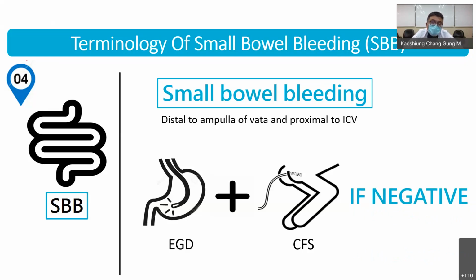In these patients, we always do esophagogastroduodenoscopy and colonoscopy, which both show negative findings. And if patients have ongoing bleeding, okay, we may suspect that patients have small bowel bleeding.